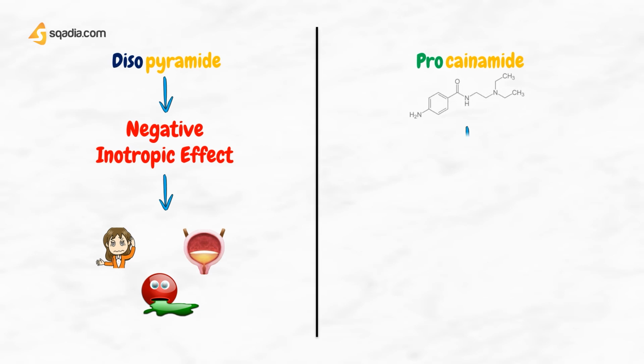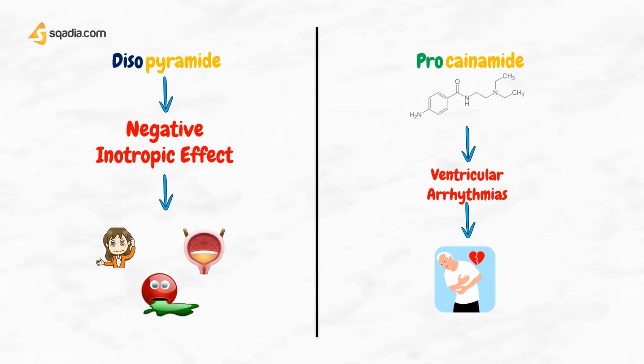Procainamide is similar to disopyramide, but has less antimuscarinic action. It is given intravenously to treat ventricular arrhythmias, especially after myocardial infarction.